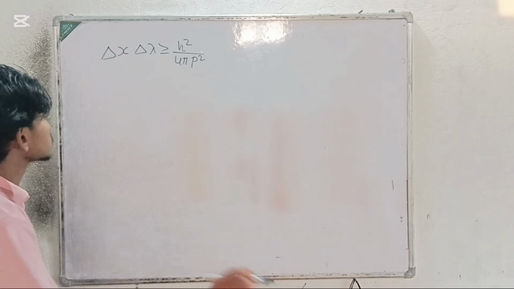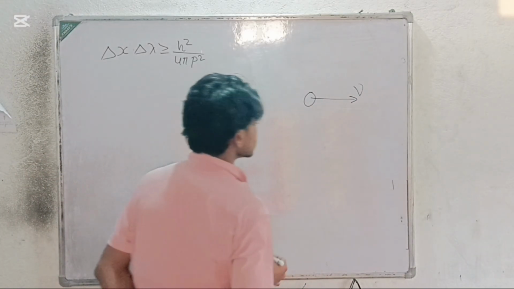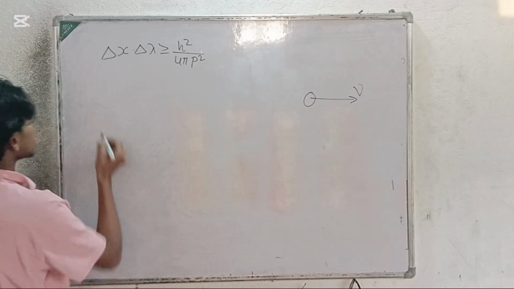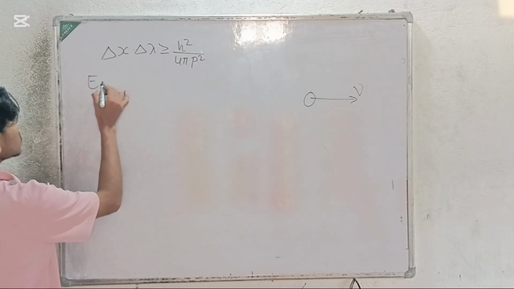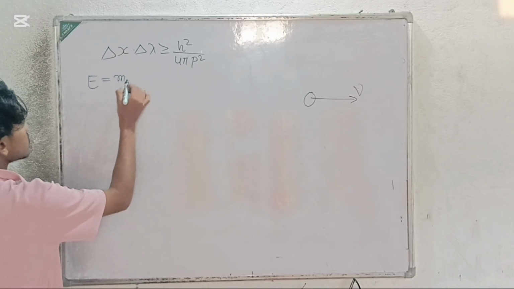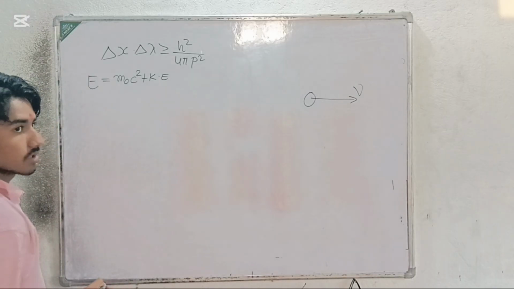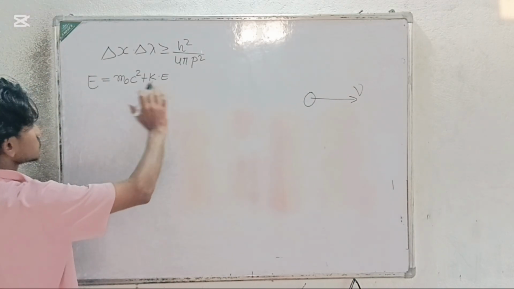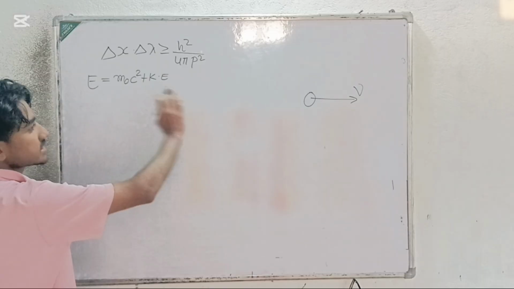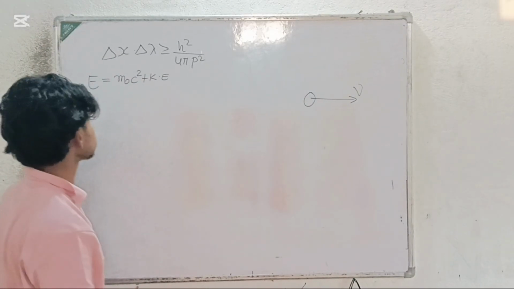Okay, so if a particle is moving with velocity v, then according to Einstein, the energy of the particle is going to increase, and so does its mass. So the total energy of the particle can be written as m naught c square, the rest mass energy, plus kinetic energy. So you have rest mass energy and some additional kinetic energy due to your velocity, then the total energy becomes m naught c square plus kinetic energy.